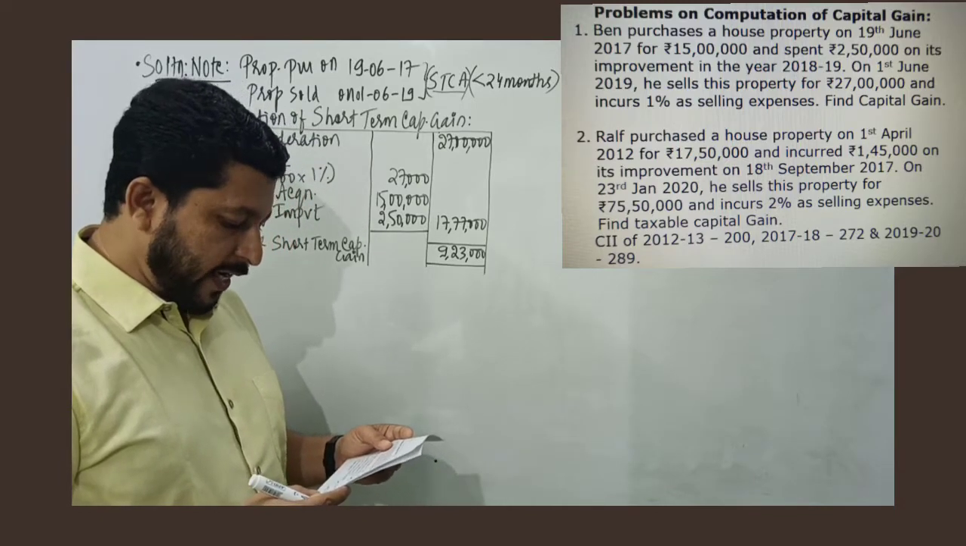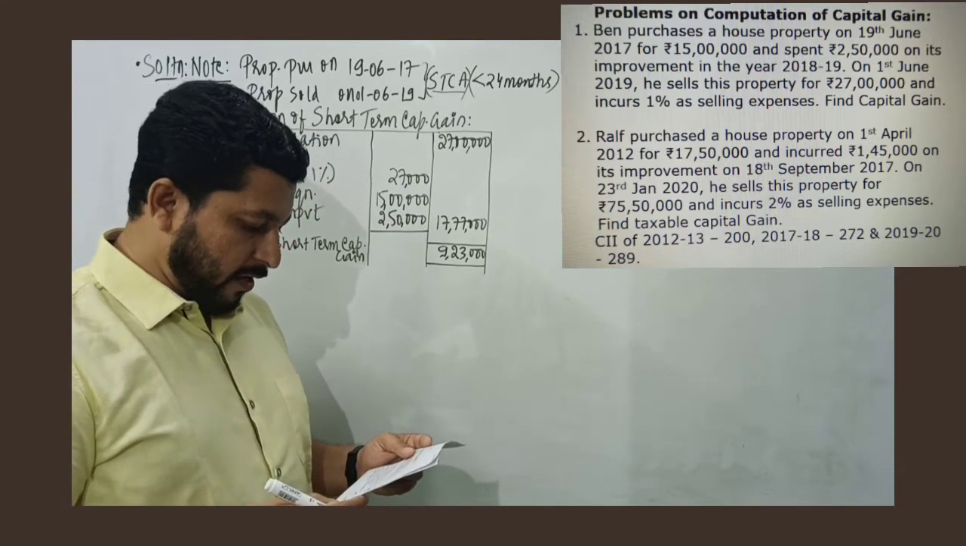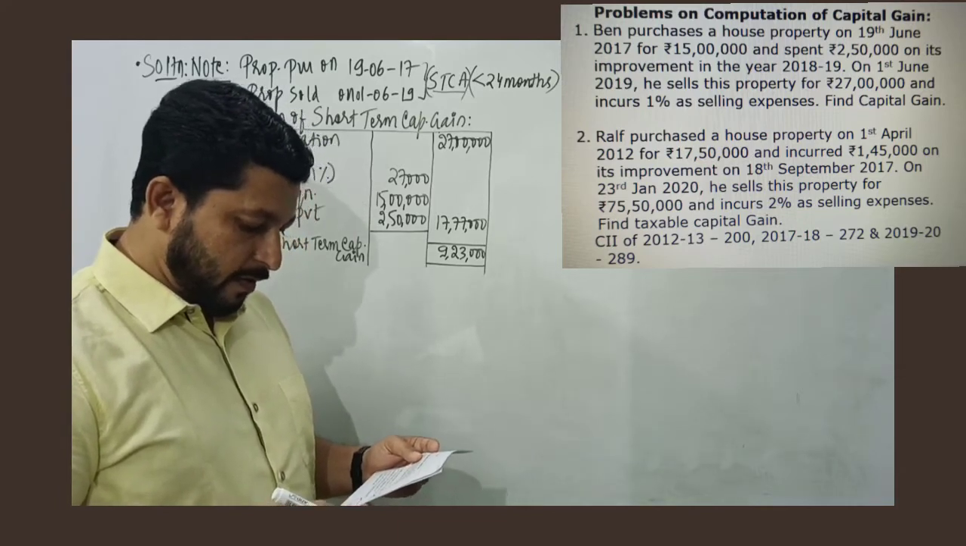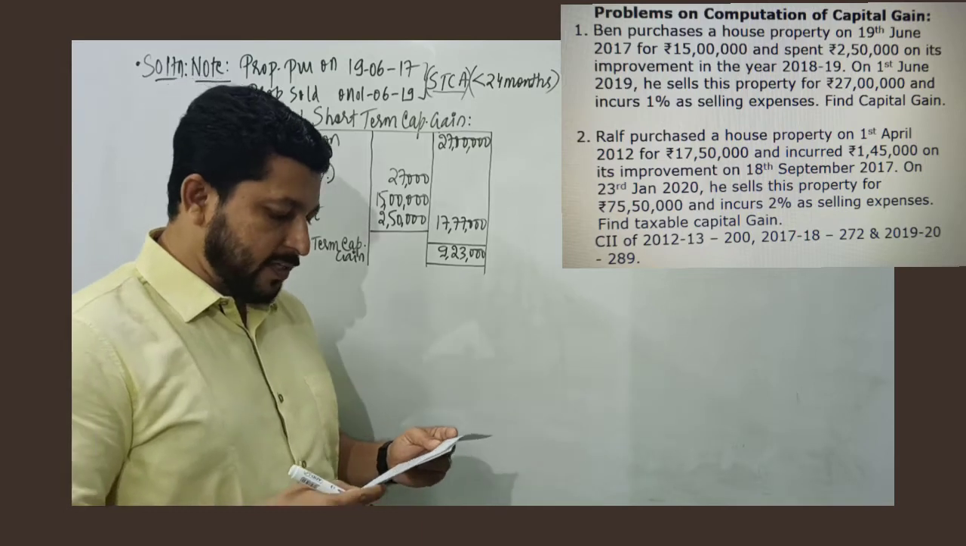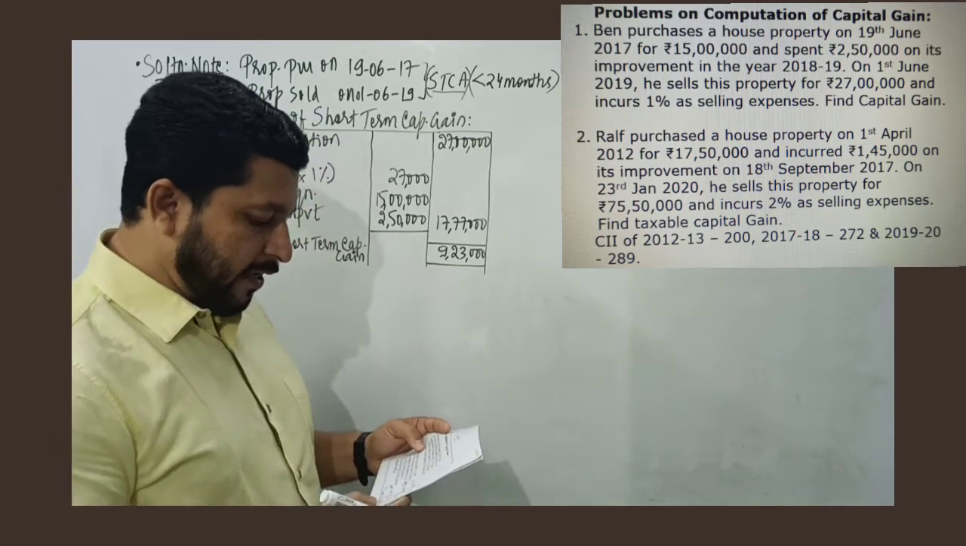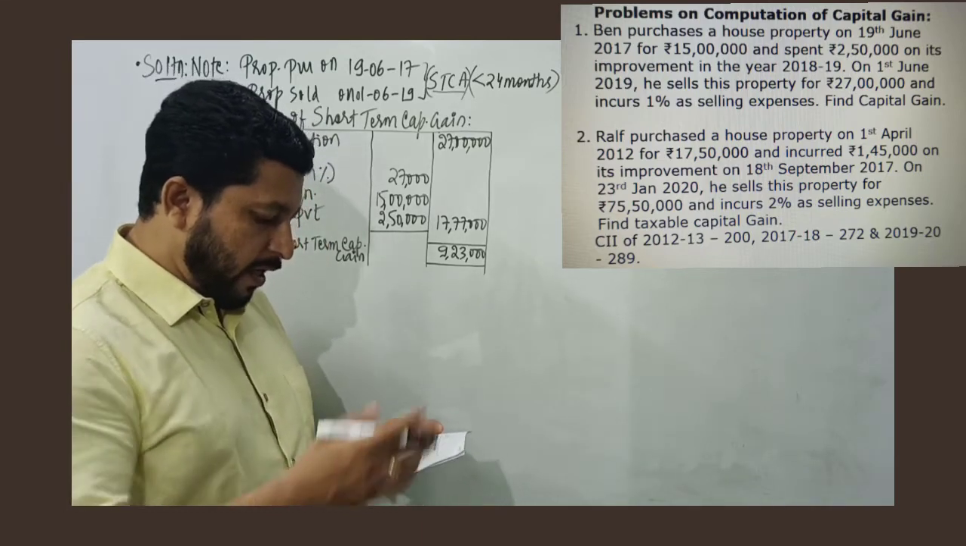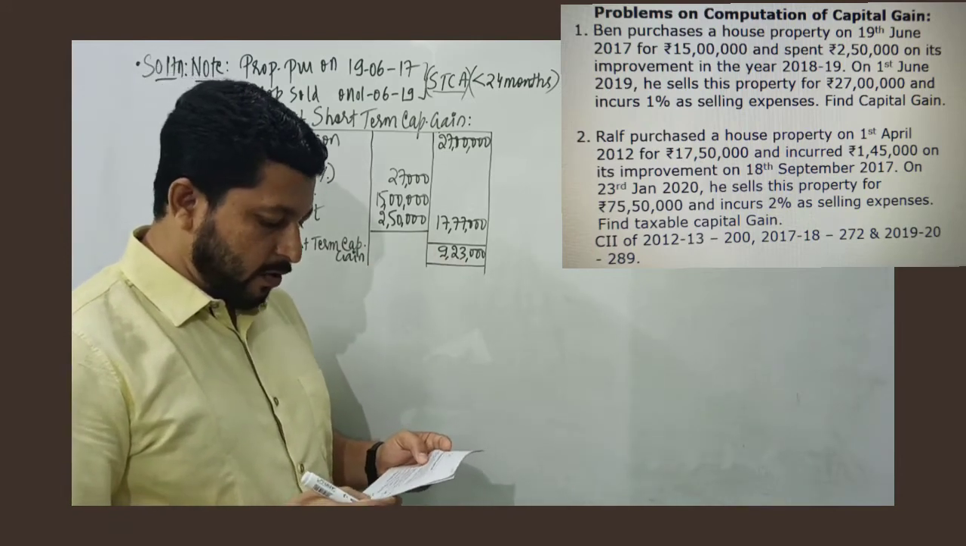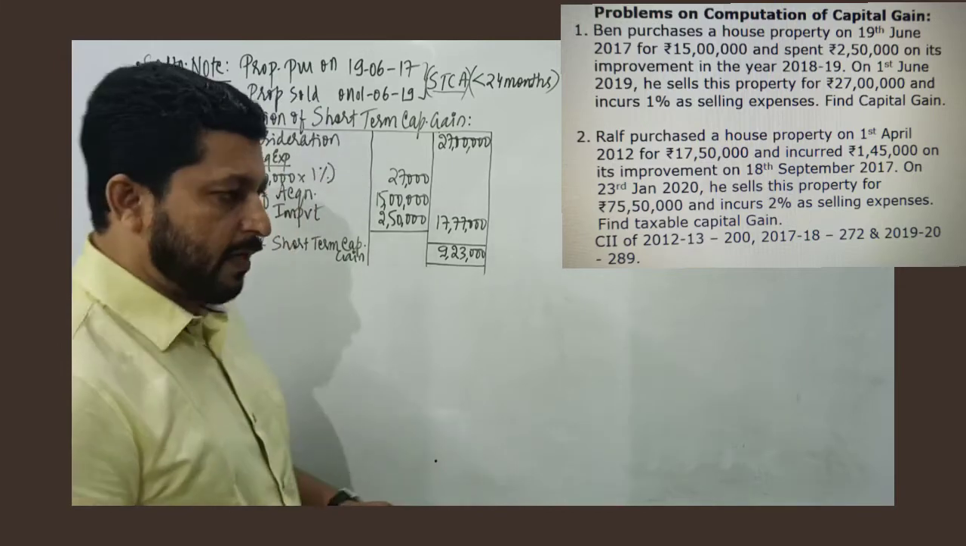And we are also given the cost inflation index. Cost inflation index of the year 12-13 is 200. Then we have cost inflation index of the year 17-18, which is 272. And for the year 19-20, it is 289. So we are supposed to calculate taxable capital gain.